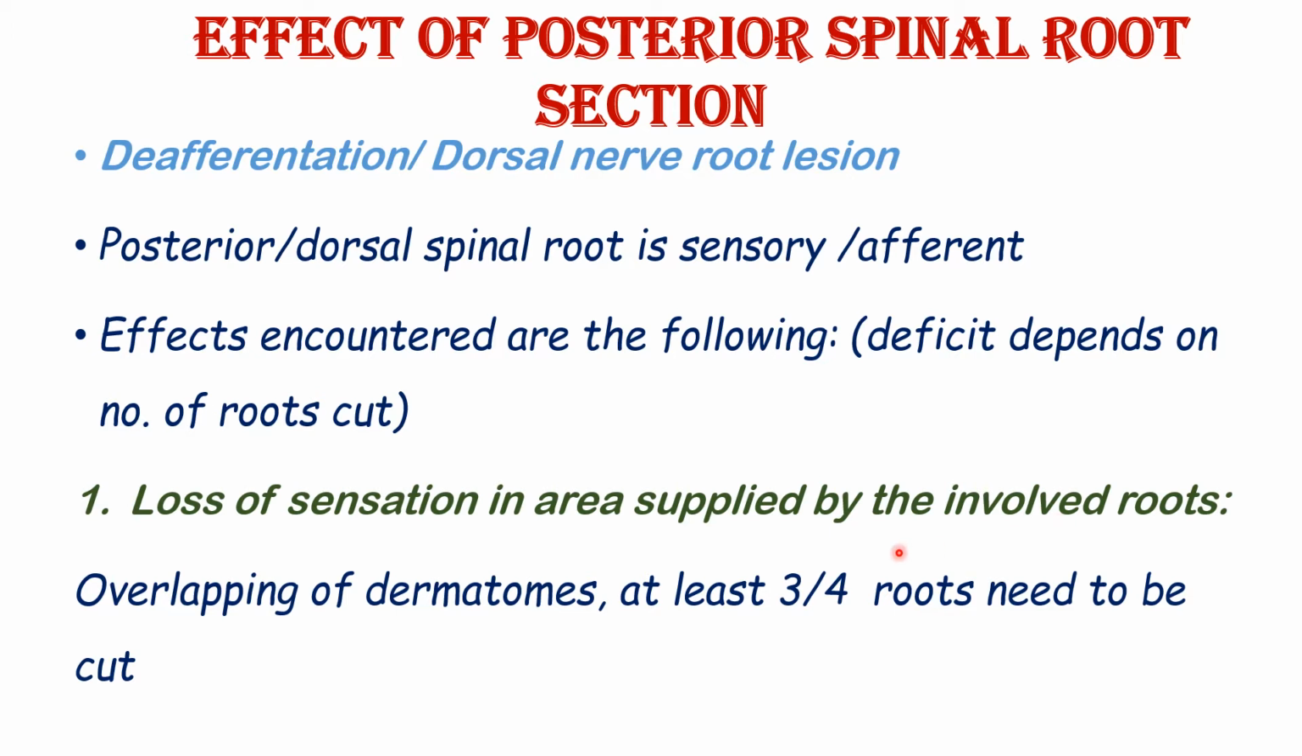So if there is a loss of one or two roots, what happens? Because of overlapping of dermatomes, there is no effect on the sensation. That is, we don't lose the sensation if one or two roots are cut, because there is overlapping of dermatomes. But if three or four roots are cut, then we see some sensory loss. The more the roots are cut, the greater the loss of sensation.